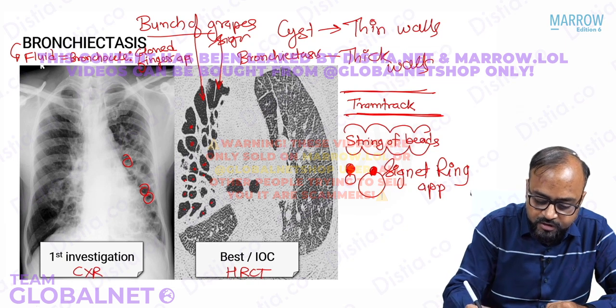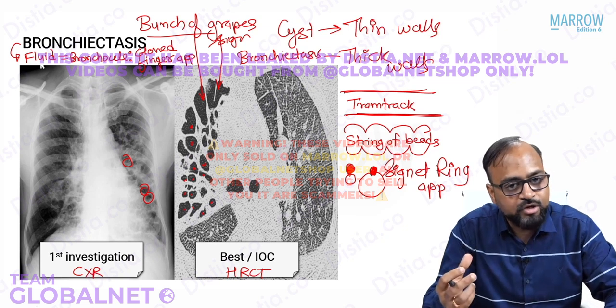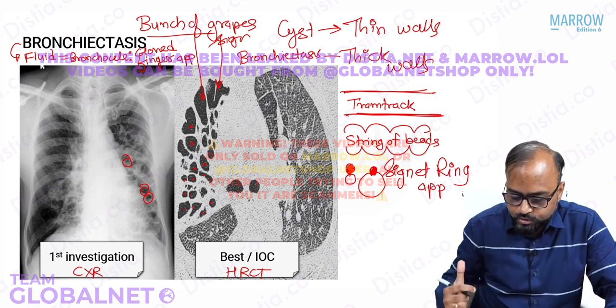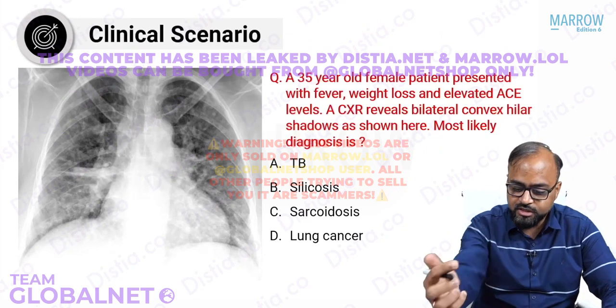Gloved finger appearance of bronchocoele, when there is fluid filling up this bronchiectatic segment. So this is all that you need to know about bronchiectasis. Now see here, this was a recently asked question.